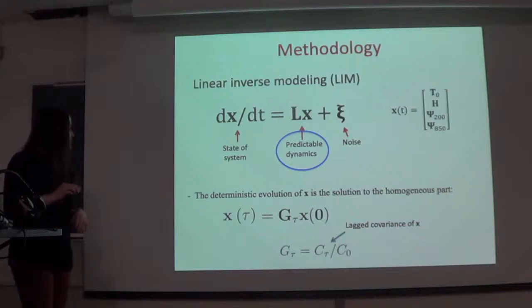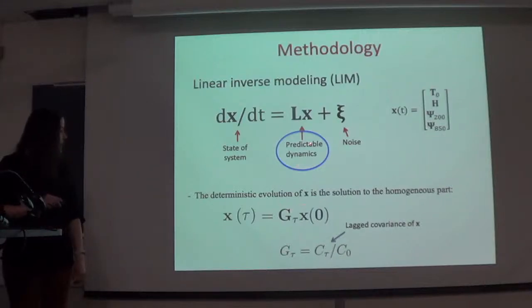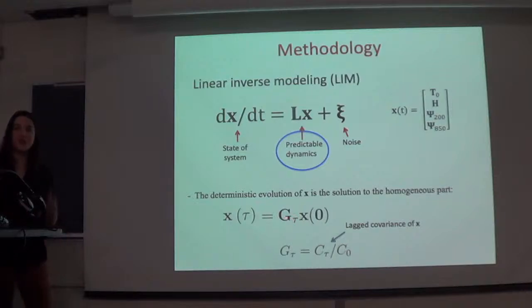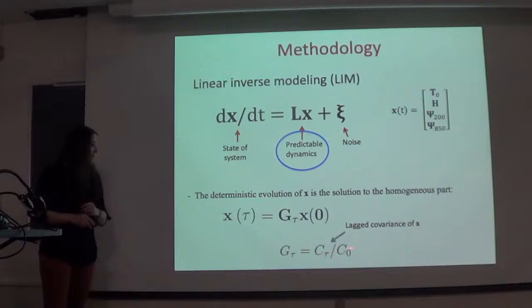Now, in order to find what X is at some later point in time, some lag tau, we focus on this first term here. X at a later time is simply given by an initial condition, X at time 0, times this G, which we refer to as a propagator. Now what is this propagator? It's simply the lagged covariance of X divided by the simultaneous covariance of X.